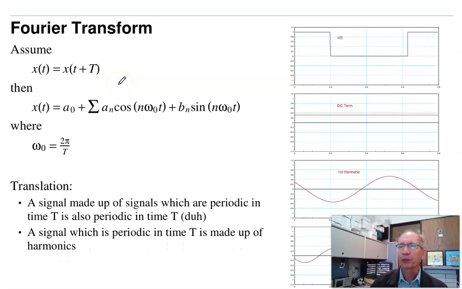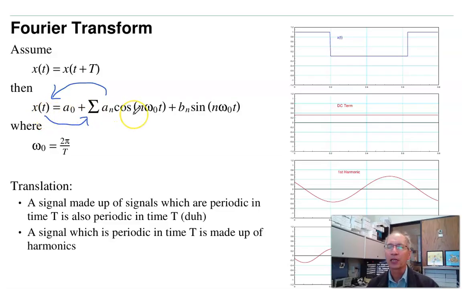So this is what the Fourier transform is. Assume x of t is periodic in T seconds. Then x of t is a DC term plus a bunch of sines and cosines, where each sine wave is a harmonic of the fundamental. The fundamental is 2 pi over T. What that means is if I go right to left, if I take a bunch of sine waves that are periodic in T seconds, the answer is periodic in T seconds. That's kind of a no-brainer. The other way is actually kind of interesting. If x is periodic, it has harmonics. That's the powerful part of the Fourier transform.